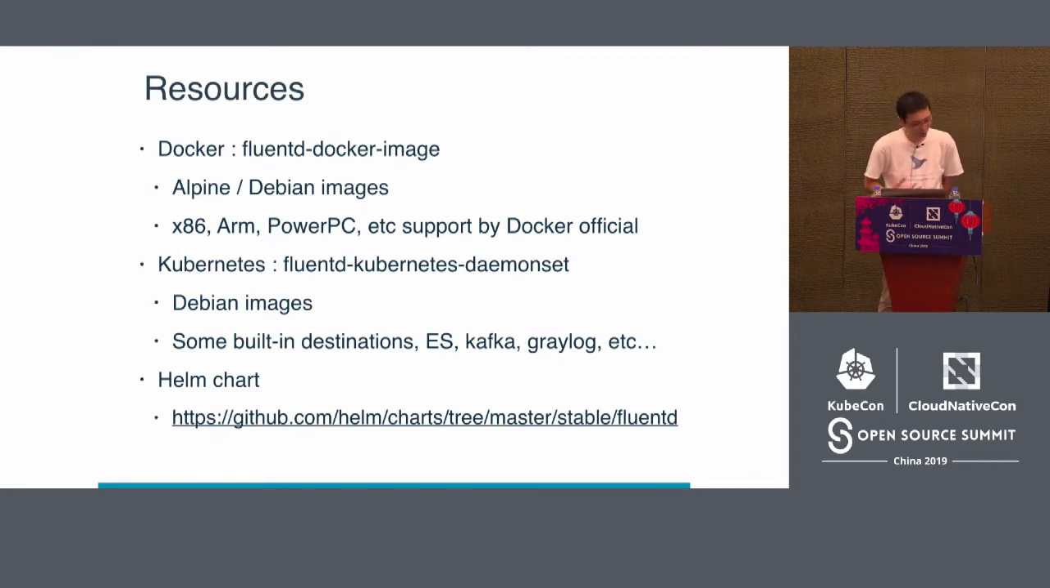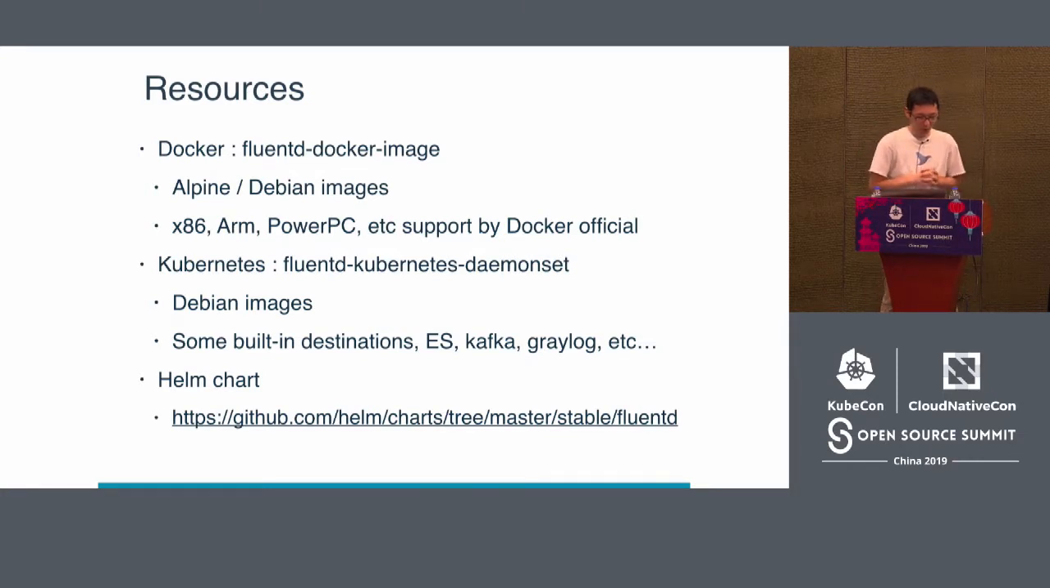Before talking about the collecting, I'll talk about the resources for the container environment. You can use Fluentd with these setups. One is Docker, and the Kubernetes, and the Helm chart. The Fluentd community provides plain Docker images in Alpine and Debian. These are Docker official images, so you can run this container on ARM or PowerPC or more platforms. So if you are using plain Docker, not Kubernetes, you can use these images for your environment.